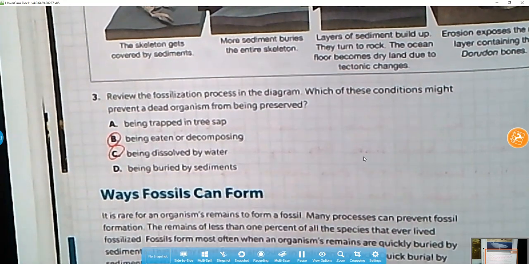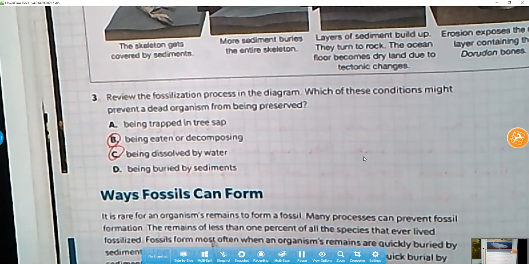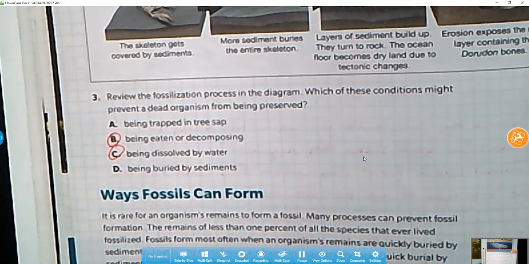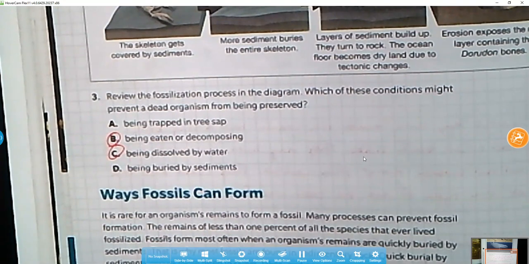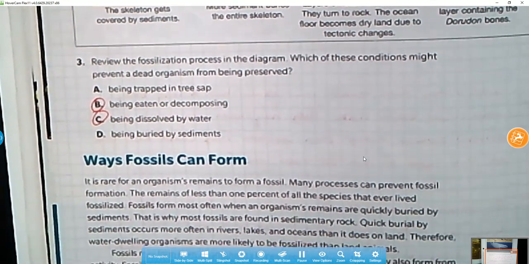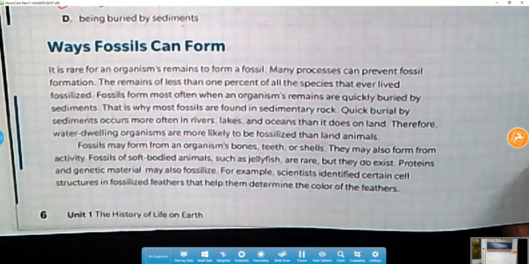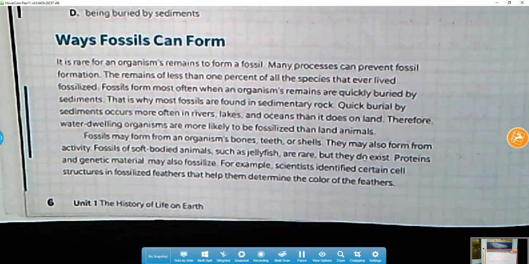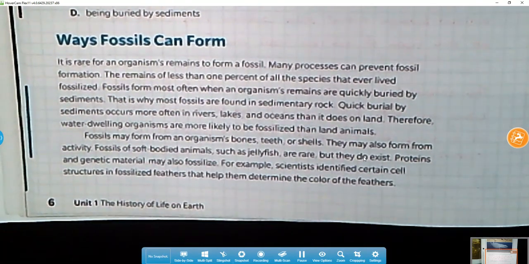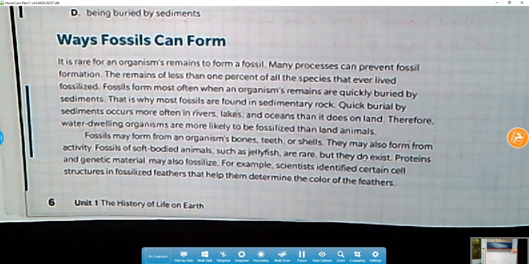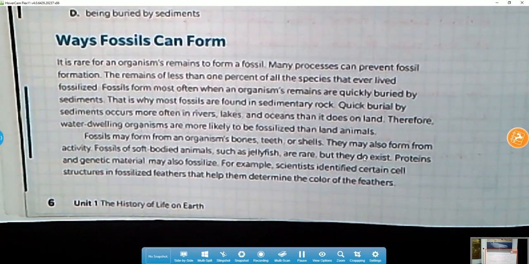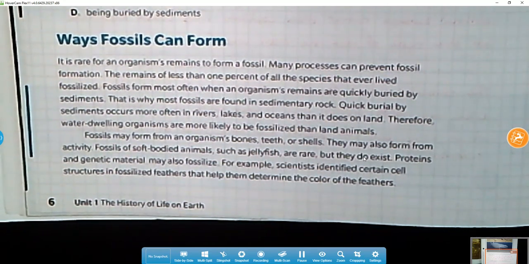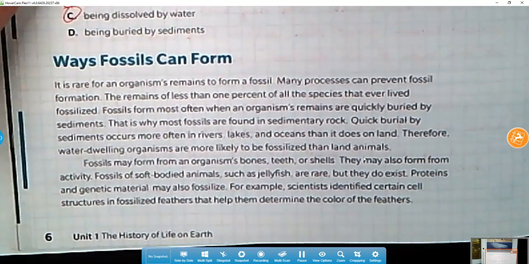But if it was buried by sediments, that prevents things from eating it. It prevents it from decomposing further, and they can actually have a chance to form a fossil. But fossils are actually pretty rare. Not everything forms a fossil. Less than 1% of all the species that have ever lived have been fossilized. That's very few, and most organisms that die will never become a fossil. So fossils are very rare to find.